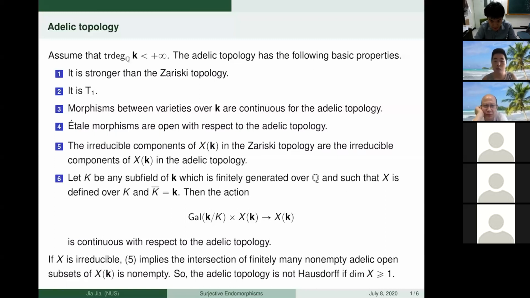So any two non-empty open sets must have an intersection. This implies when dimension X is greater or equal than 1, the adelic topology is never Hausdorff.